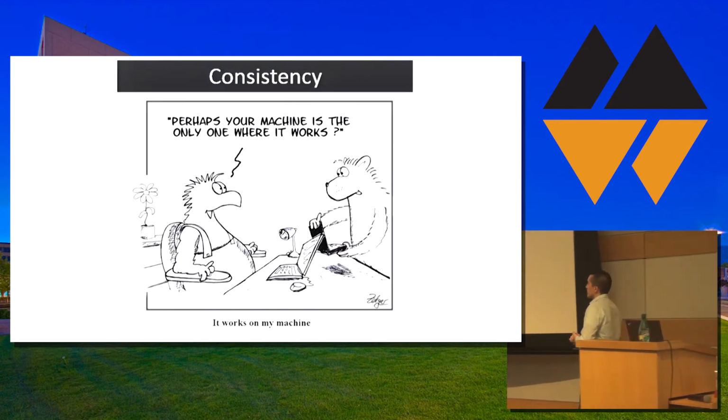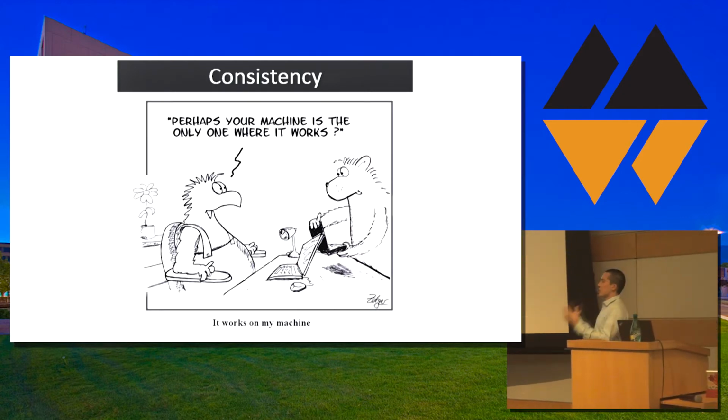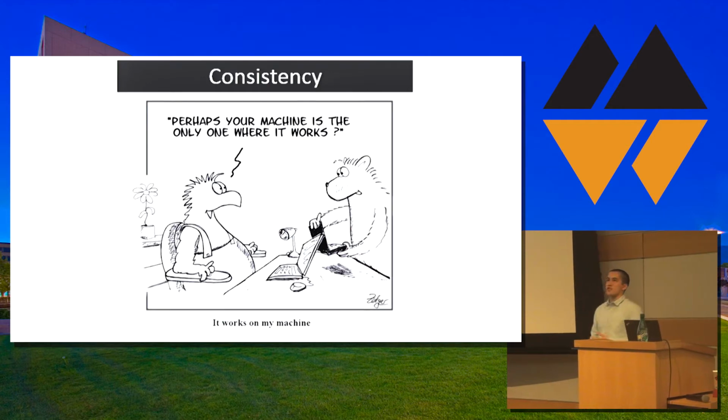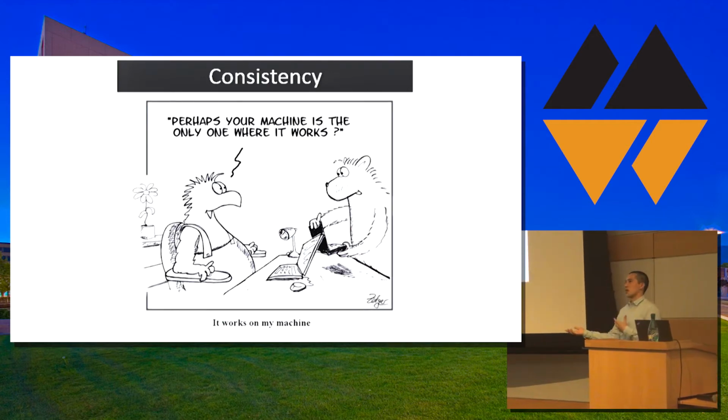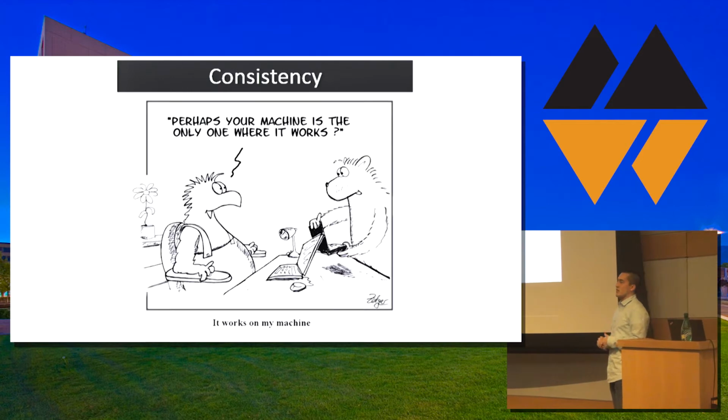And you want consistency. Consistency is really well described with this comic here. The basic thing you want with consistency is to avoid this problem, which is that something works on your computer and doesn't work on someone else's computer, or works on your computer but doesn't work in production. You really want to avoid this, because this problem is just a huge waste of time.